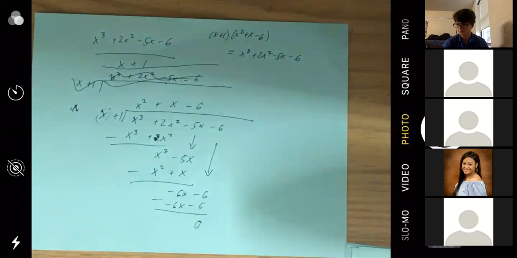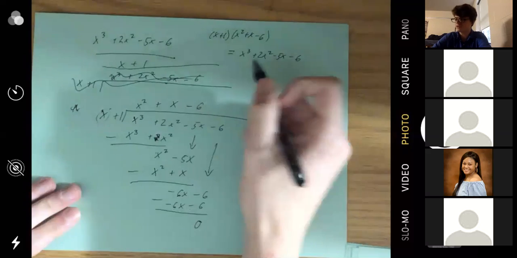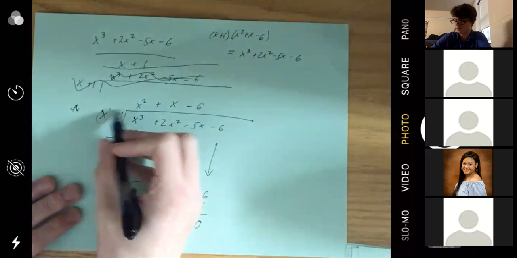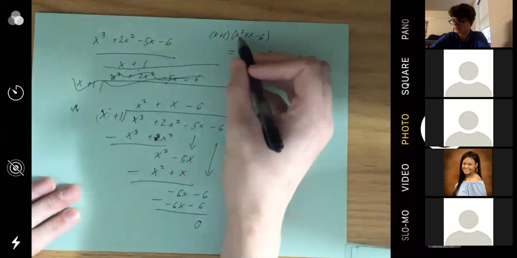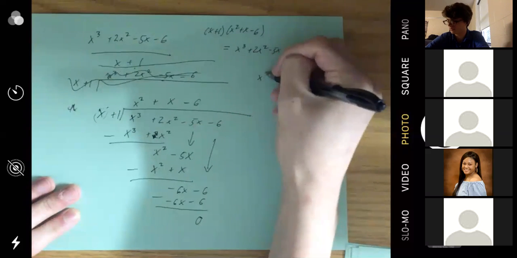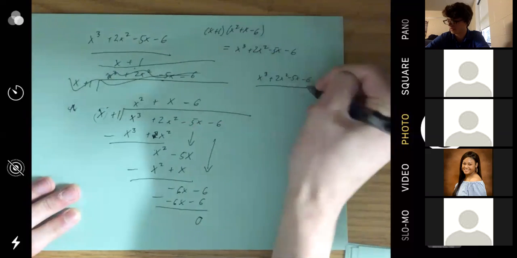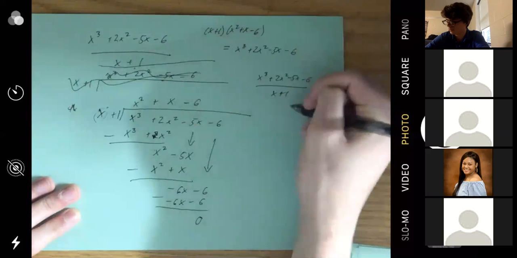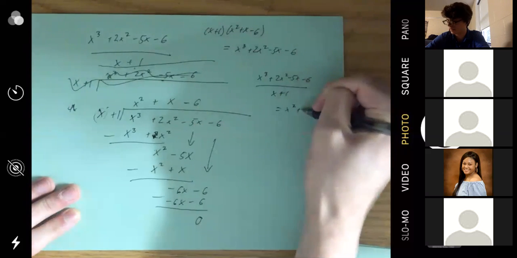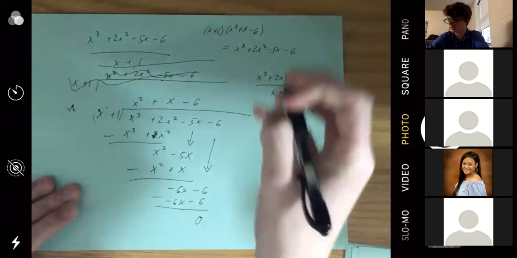All right, does everybody kind of see the algorithm there? Yeah, okay. You can break up pretty much any rational function using that. And you can see how this relation comes in, because I'm dividing this by this and getting this. If I have x cubed plus 2x squared minus 5x minus 6 divided by x plus 1, I get x squared plus x minus 6. But if you multiply to the other side, you get it like that.